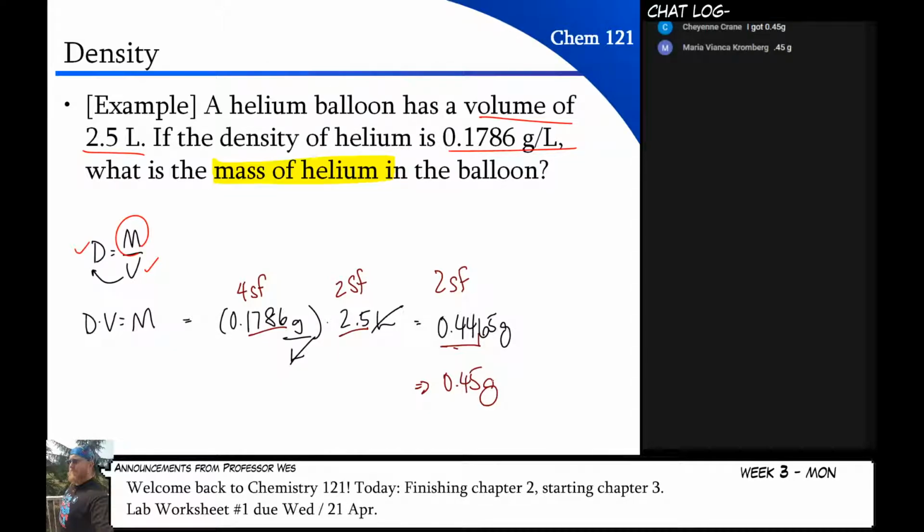So that's how many grams of helium should be in the balloon. So a balloon with roughly the size of a 2-liter bottle, a little bit larger, has less than half a gram of helium in it. And that's because helium is just so light.